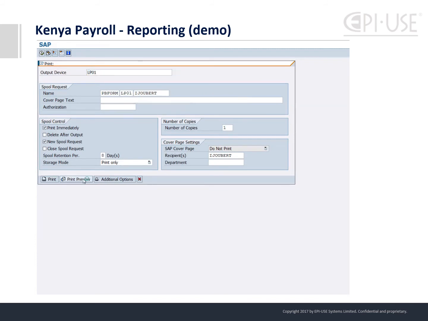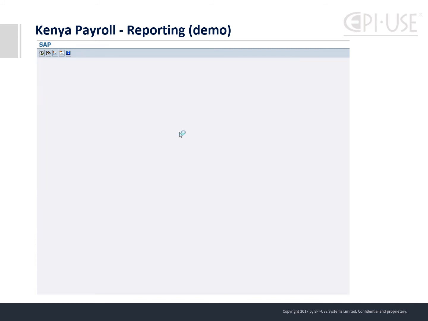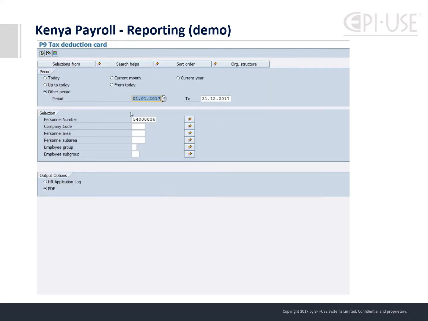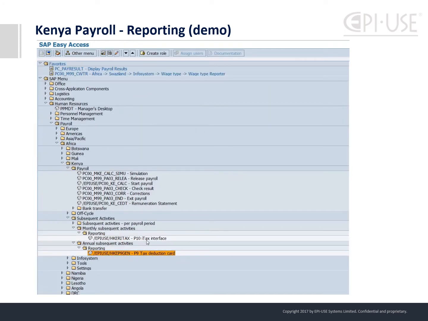And we can do a print preview first. And here it shows us the PDF format, and as we only have information for January, it's only filled in the January, but it will do a selection of all the employees and a document for each one, and we can either save or print this. So the P10 and the P9, both are provided for in our Kenyan solution.